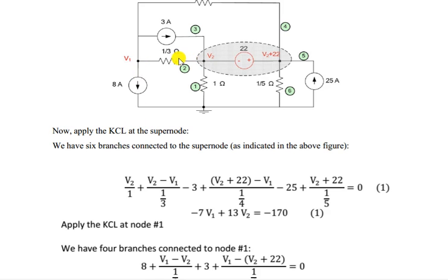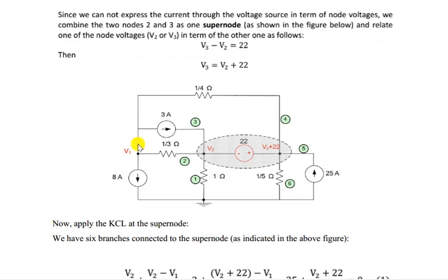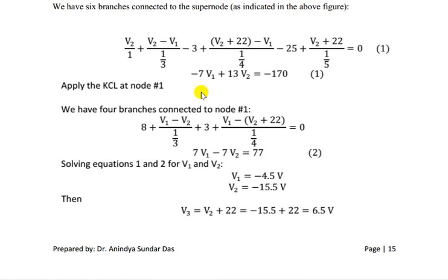V1 minus V2 divided by 1/3. Okay, now that is current leaving, plus 3 ampere also leaving. Then, that is also leaving, so plus 8. So 8 plus 3 plus (V1 minus V2) divided by 1/3, and here another branch is there, that is (V1 minus V3 or V2 plus 22) divided by 1 by 4th. Okay, so that is the equation.